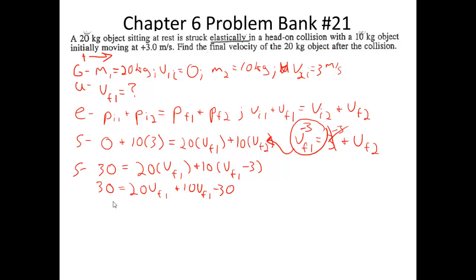Simplifying that, we're going to end up with 60 is equal to 30 v sub f sub 1, divided by 30 on both sides. That crosses that out. And we end up with the final velocity of the first object, which we called our 20 kilogram object, is equal to 2 meters per second.